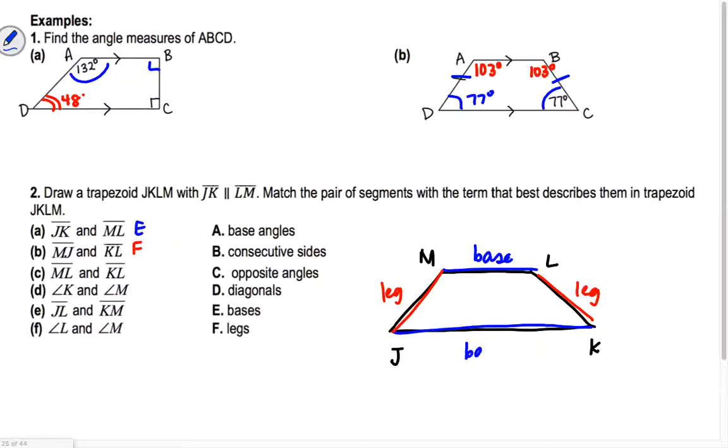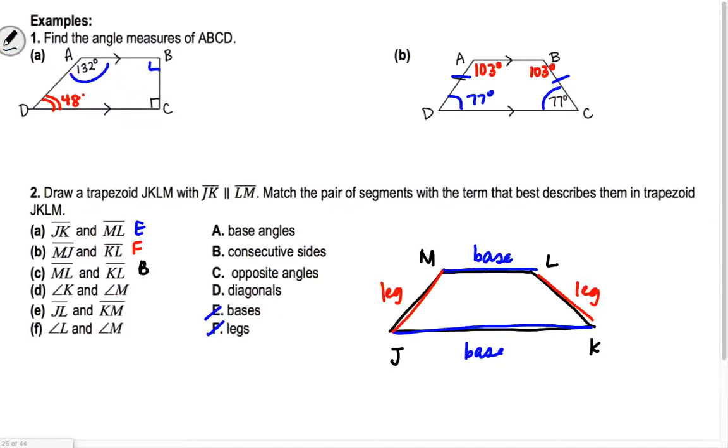So go through and see if we can match them. So ML and KL. Well, we did bases and we did legs. Look at our other choices. Are they base angles, consecutive sides, opposite angles, or diagonals? Consecutive sides, right? So B.